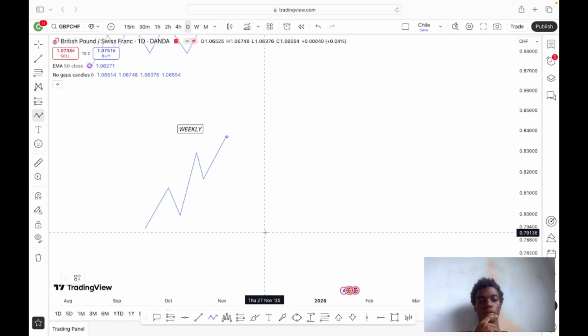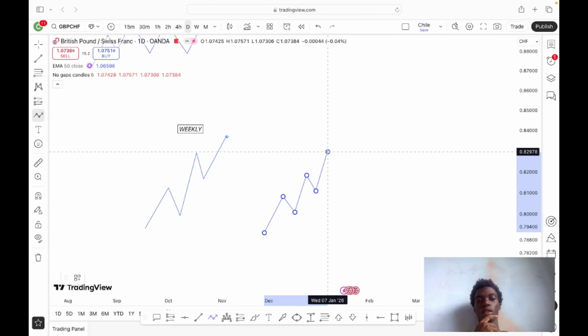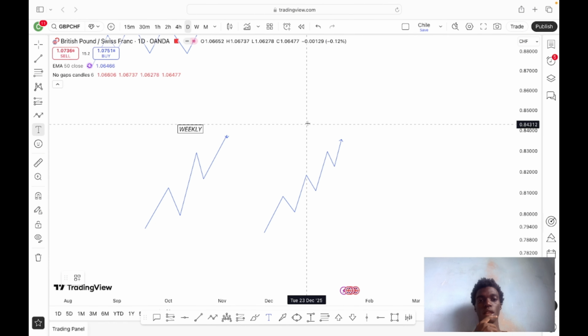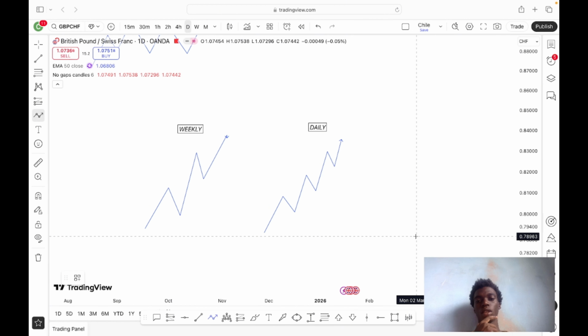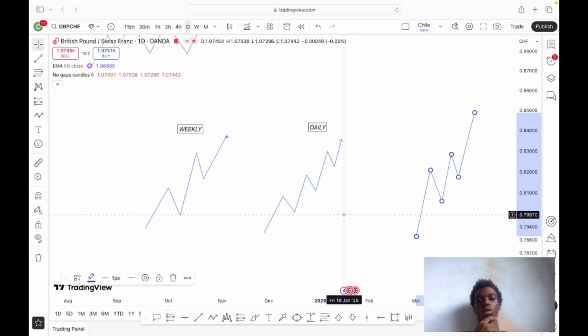I'm looking for the daily. That's how we look for the trend. The daily, we're checking the daily, and the 4 hour.